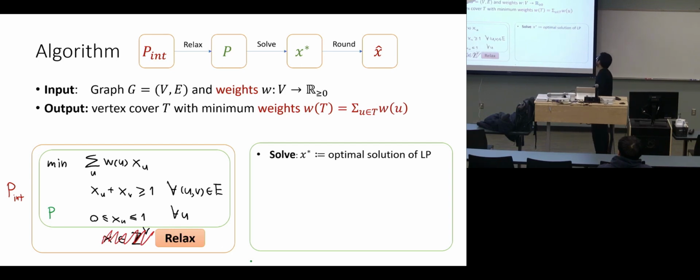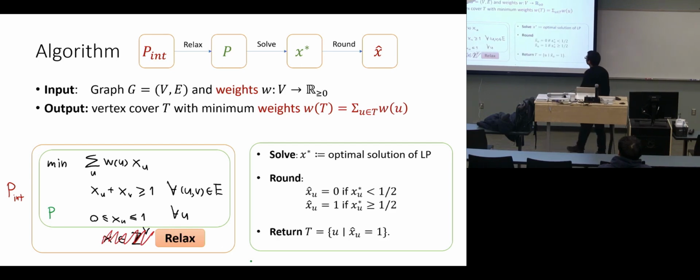Let's round it. So let me tell you first how we round, as a first example. I just say that, okay, for any node u, if x star u is at least half, then I set x hat u to be 1. Otherwise, x hat u is 0. And what I return is all the nodes such that x hat u is 1. It means that u is chosen. Okay. So this is now some vertex set.